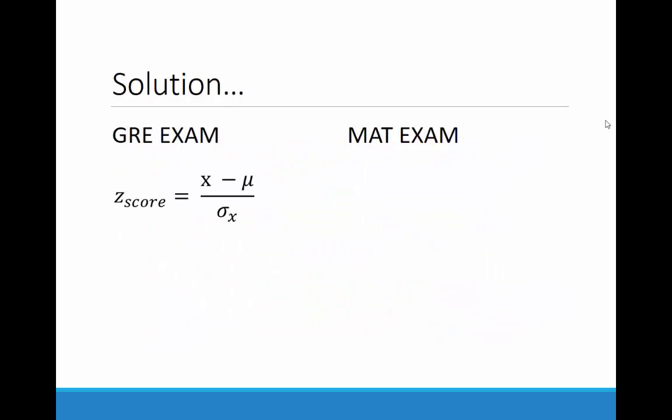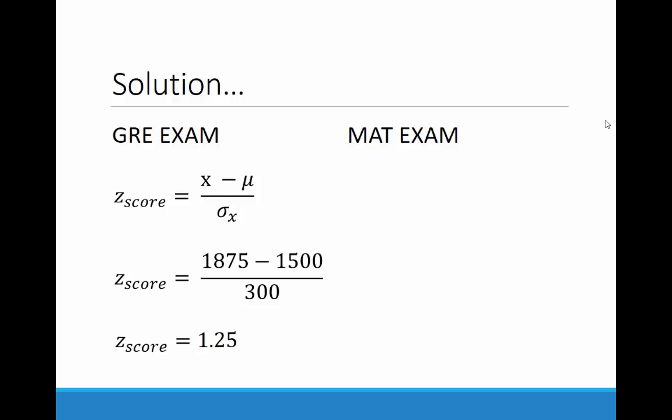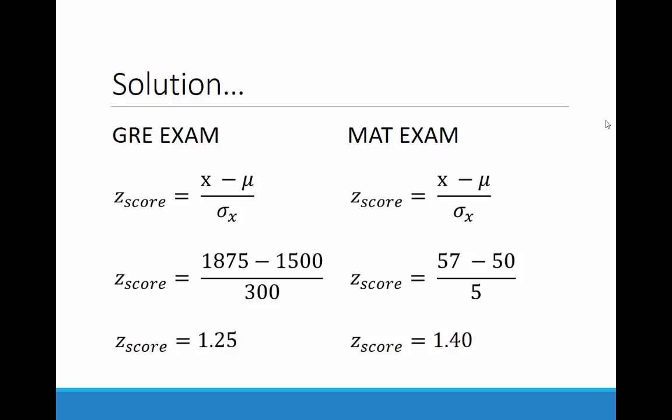On the GRE, again, we scored an 1875. The mean was 1,500 and the standard deviation was 300, meaning our z-score was 1.25. On the MAT, again, we scored a 57. The mean was 50 and the standard deviation is 5, meaning our z-score was 1.40. If we look up each of these on the table, we can then indicate what percentile we actually scored in for each of these exams and then compare the two percentages.